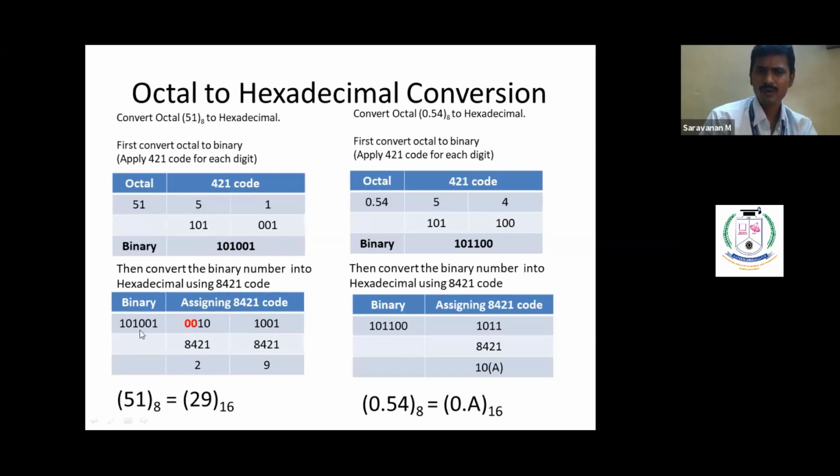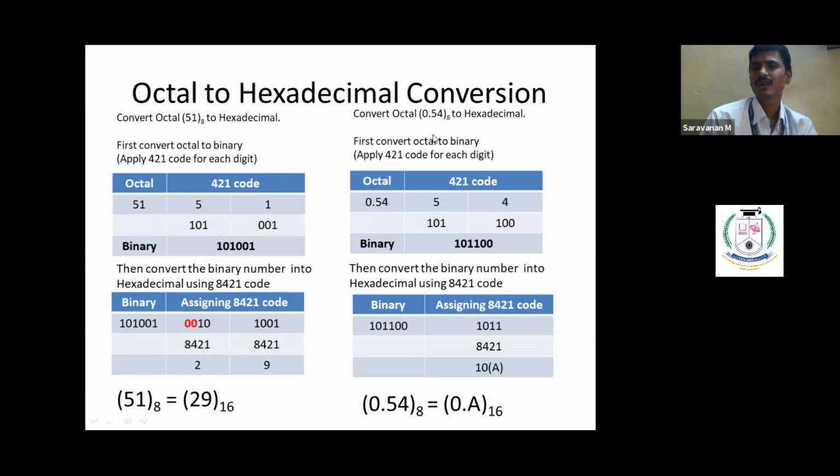That is grouped in the form of 4s. So 1001 is your first group. Then 10, only 2 numbers are there, so to make it 4 numbers, we add 00 here. Now apply 8421 code, convert to the corresponding hexadecimal. For this we get 2, and for this 8 plus 1 is going to be 9.